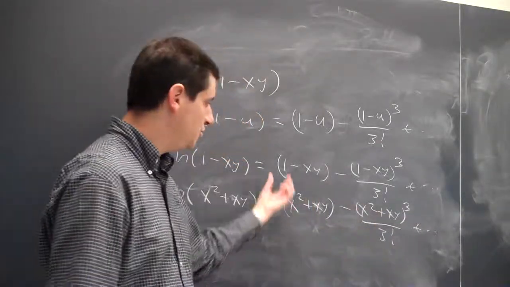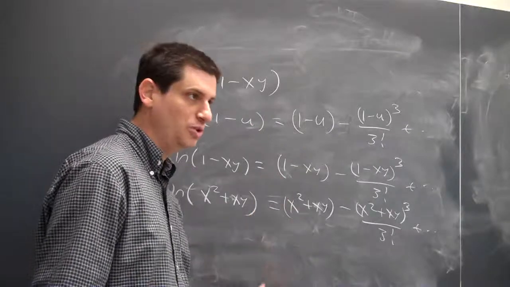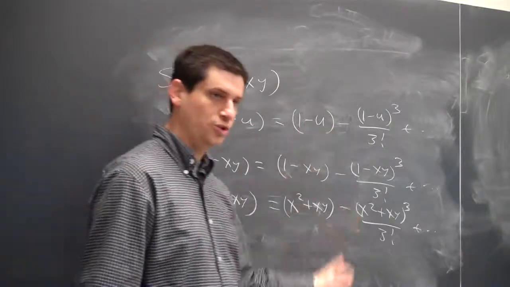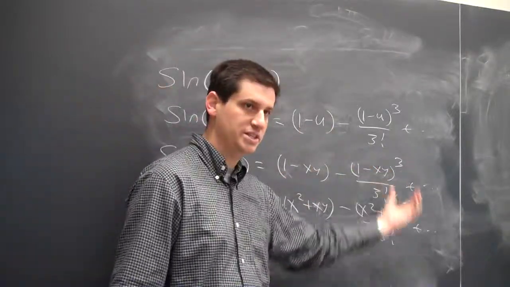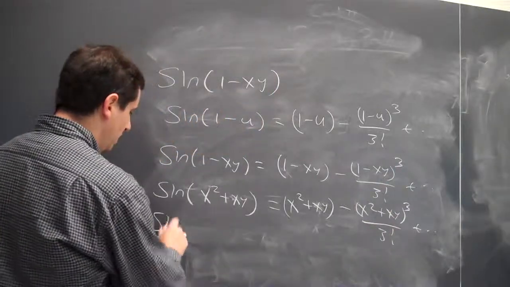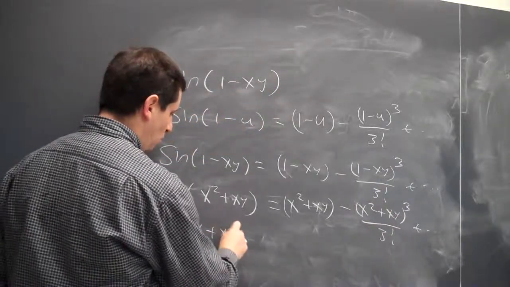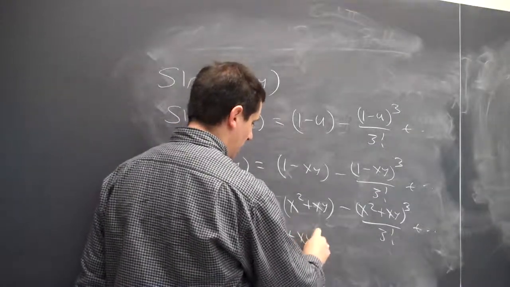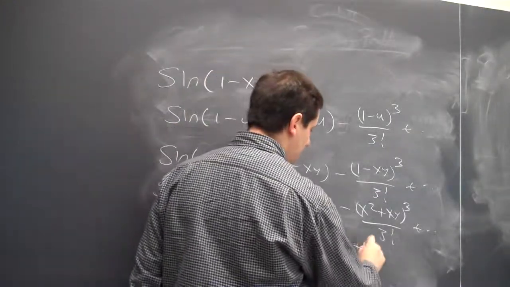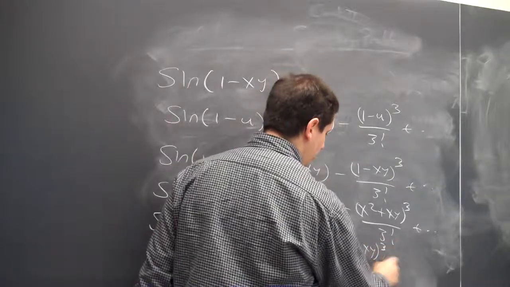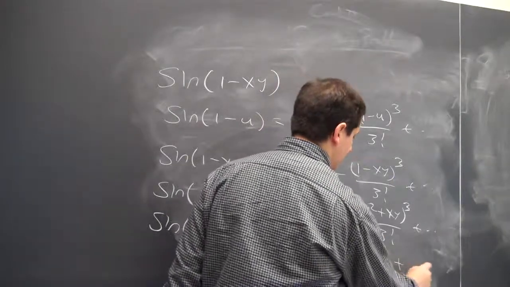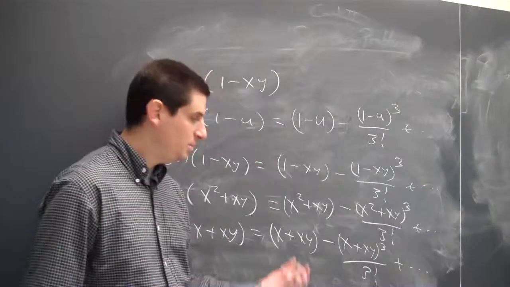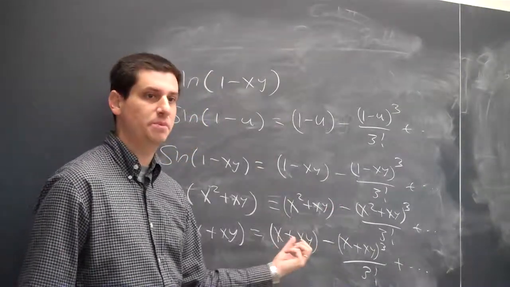So when I expand this, I know there's no constant term, there's no linear term, this is the quadratic term, there's no cubic, there's no quartic, there's no quintic. If I gave you the sine of x plus xy, that's a bit more painful. That's going to be (x plus xy) minus (x plus xy) cubed over 3 factorial plus... And now I've got to be a little bit careful. I could have things mixing and matching.